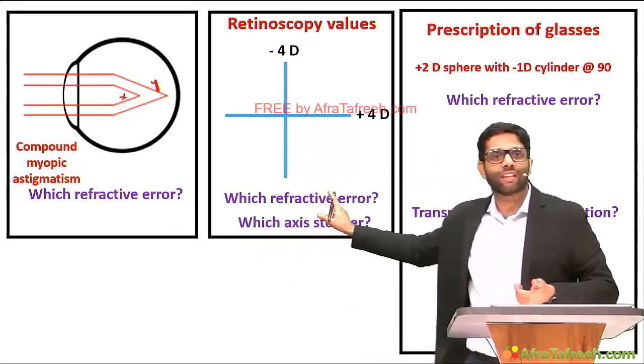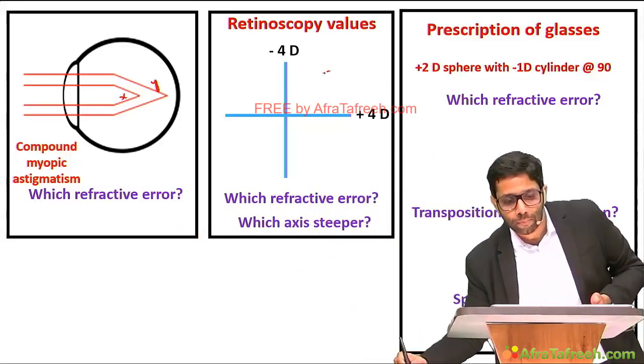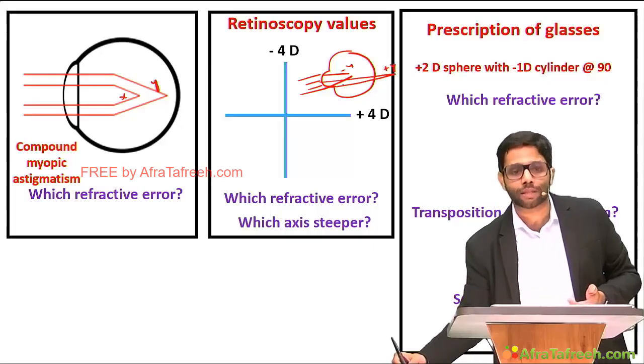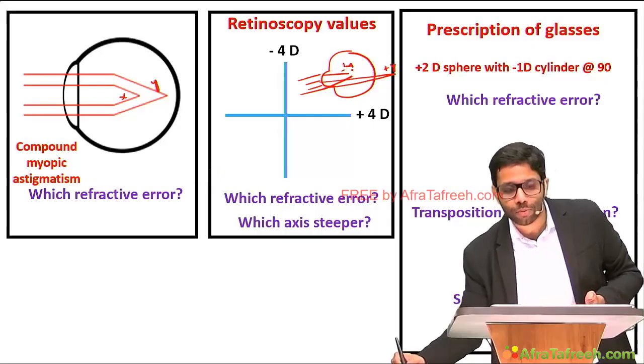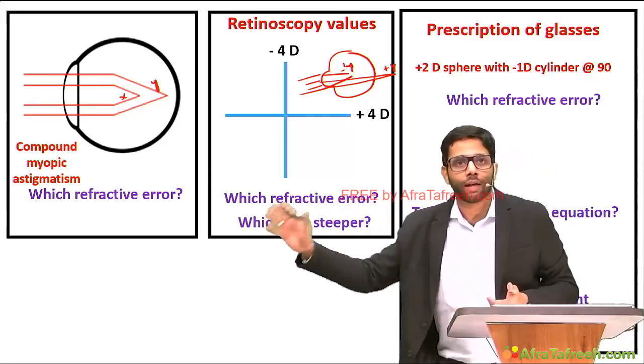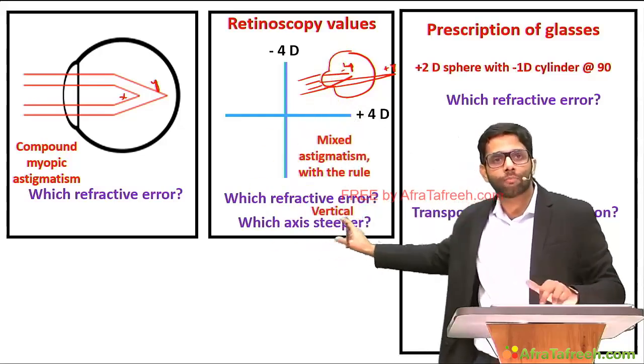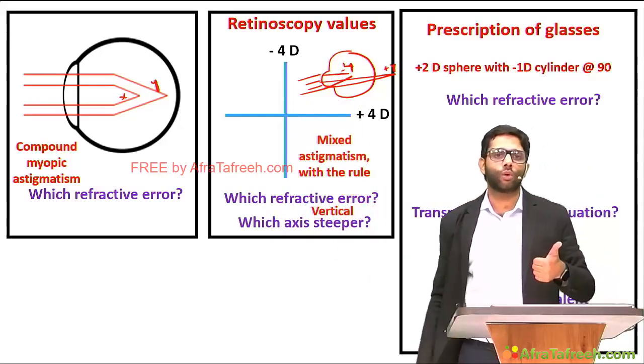But here you can say, what's the meaning of this? -4 means the ray in the vertical axis must be focused in front, and +4 means the ray must be focused behind. So this is mixed astigmatism, and now -4 is the steeper axis because it is focused more in front, and -4 is in the vertical. Vertical, I told you, is with the rule astigmatism. Vertical is steeper, with the rule mixed astigmatism.